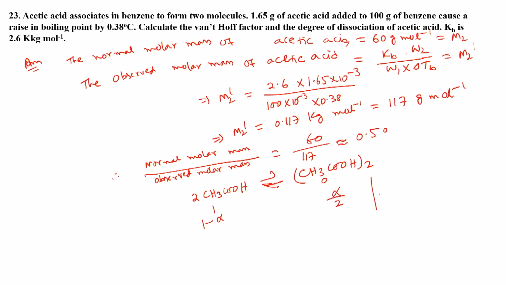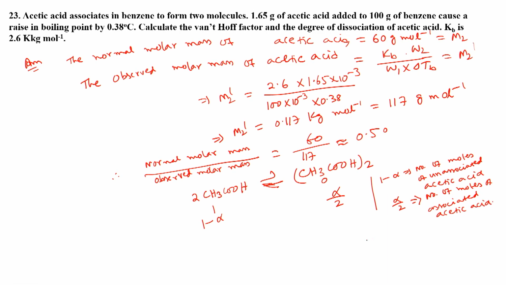So, here 1 minus alpha is the number of moles of unassociated acetic acid, and alpha by 2 is the number of moles of associated acetic acid.